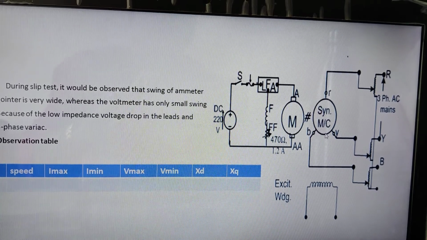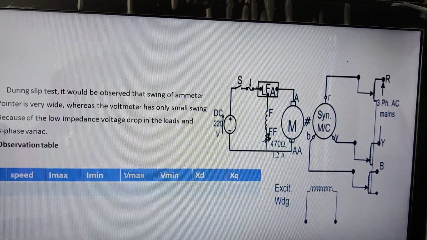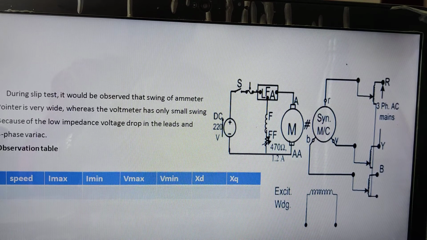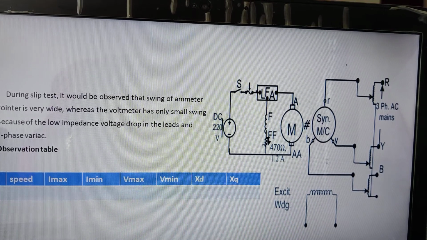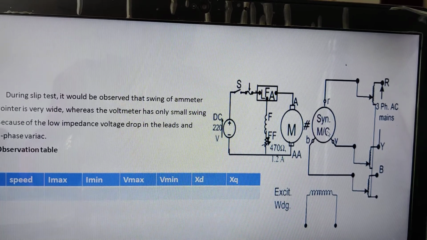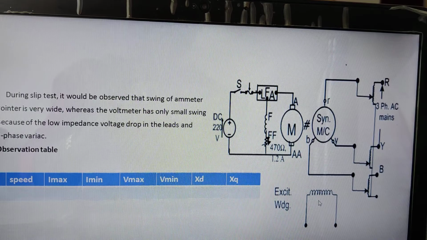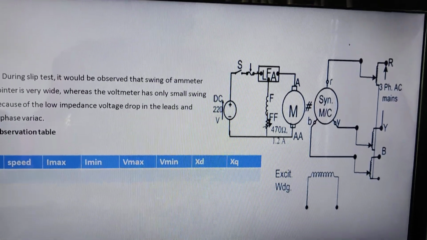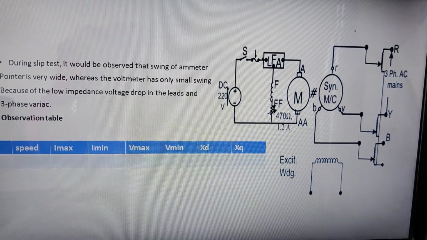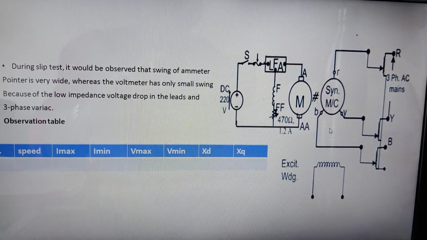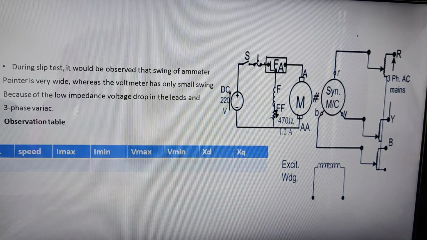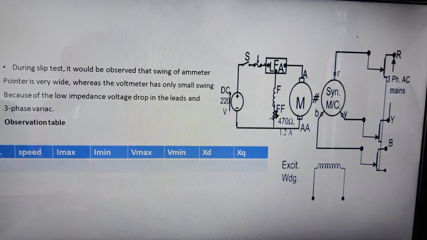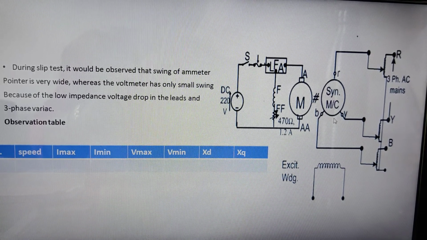That is 1500 rpm. So under this condition, the relative velocity between the field poles and the rotating armature MMF is equal to the difference between synchronous speed and the rotor speed, that is the slip speed, right? That is why this experiment is termed as slip test. There is difference in the speed of field pole and armature MMF, right?